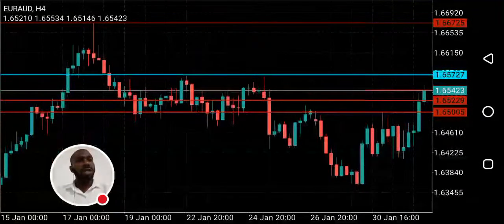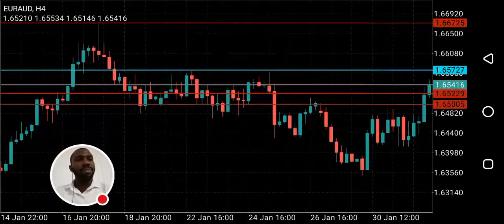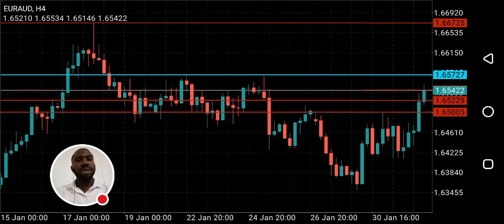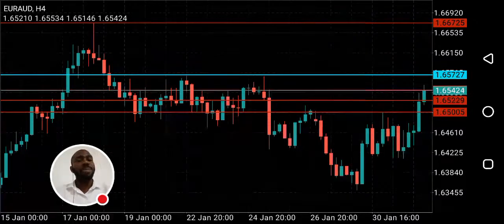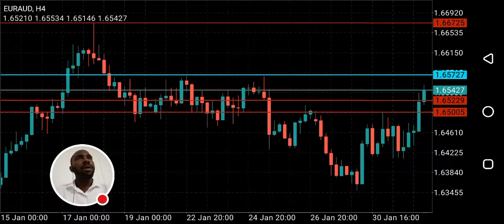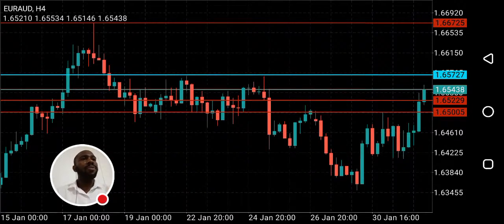Okay, Euro Aussie. Euro Aussie is bullish at the moment, but I'm considering selling it, so I'm waiting for a bearish reversal pattern to form. When I say bearish reversal pattern, I'm referring to a bearish engulfing candle, shooting star, angry man, doji, or spinning top. If any of these patterns forms on the 4-hour or 1-hour time frame, that will be the time for me to sell Euro Aussie.